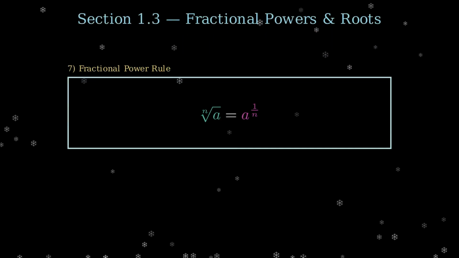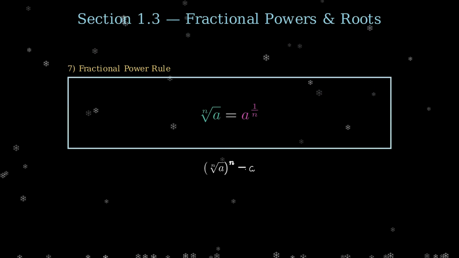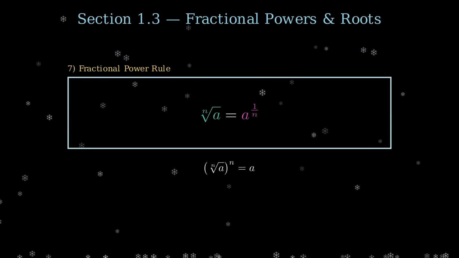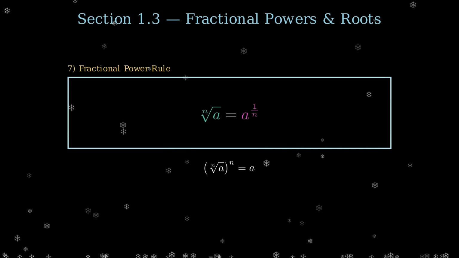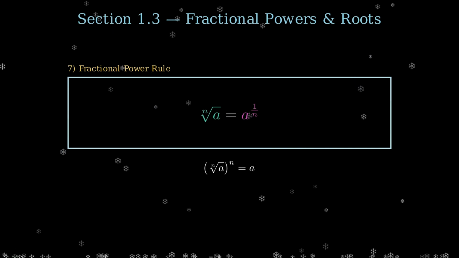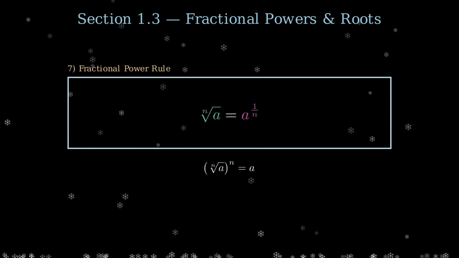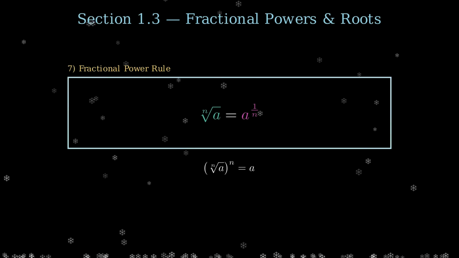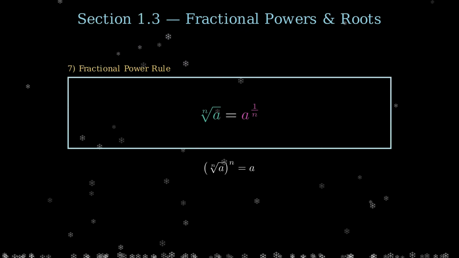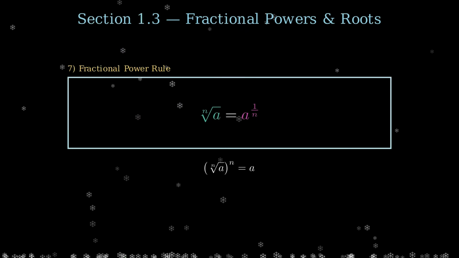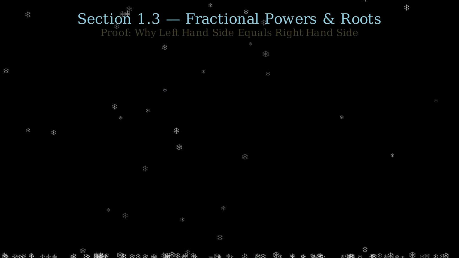Rule number 7 introduces fractional powers. Taking a root can be written using a fraction in the exponent. To understand why, remember the definition of the nth root of a. By definition, the nth root of a is a number that, when raised to the nth power, becomes exactly a. Keep this fundamental relationship in mind as we begin our proof.